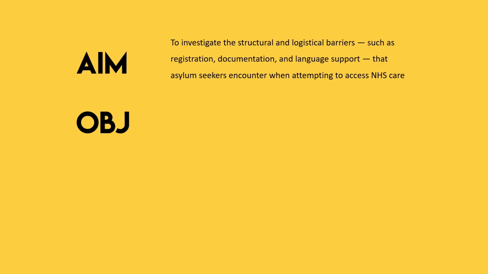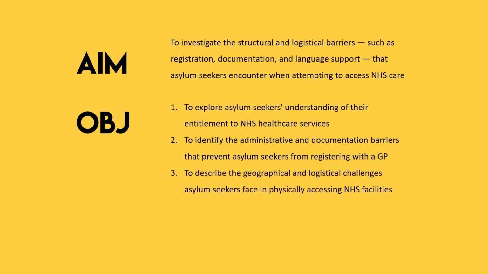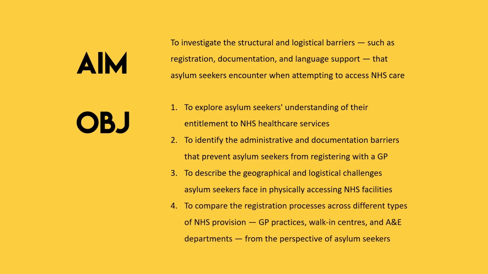Here are 4 objectives, each using a different verb. To explore asylum seekers' understanding of their entitlement to the NHS healthcare services. To identify the administrative and documentation barriers that prevent asylum seekers from registering with a GP. To describe geographical and logistical challenges asylum seekers face in physically accessing NHS facilities. To compare the registration processes across different types of NHS provision, GP practices, walk-in centres, A&E departments from the perspective of asylum seekers. Look at those 4 verbs.